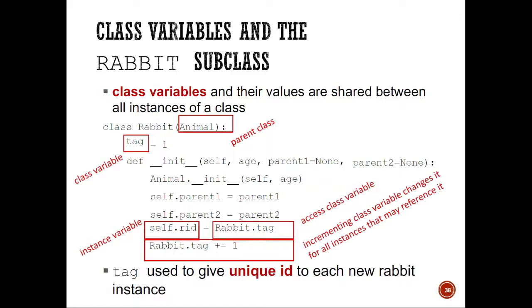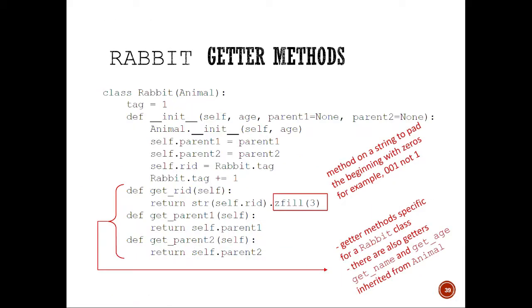Here, for example, we are defining this tag to give a unique ID to each new rabbit instance. So the idea is whenever we initialize a new instance of the rabbit class, we add the tag by 1 as a kind of counter, for example. Again, here we can define new getter methods for that particular subclass, such as get the rabbit ID, or get the parent 1, or get the parent 2. So all of these are methods to actually build on methods from the parent or grandparent classes.